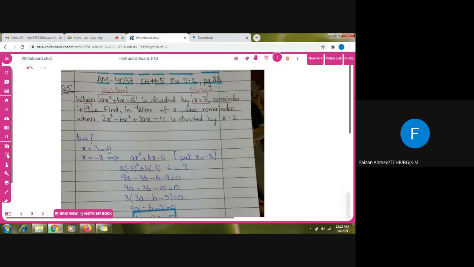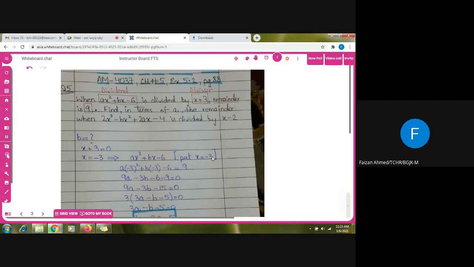So I will equate it with 0, and the value of x is coming out to be minus 3. So since I have the value of x now, I will just place it in the given polynomial, that is the dividend. And so the dividend in the question is ax square plus bx minus 6.